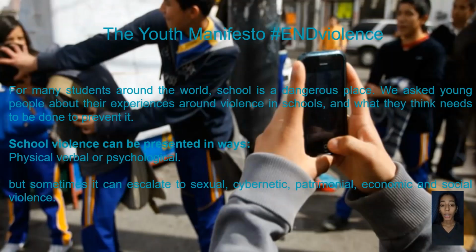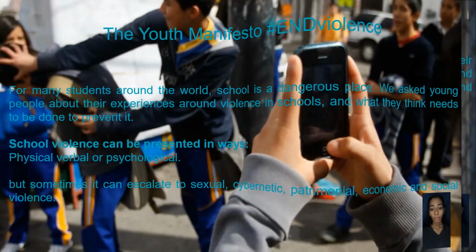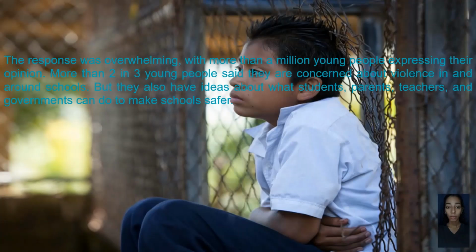For many students around the world, school is a dangerous place. We asked young people about their experience of violence in school and what they think needs to be done to prevent it. The response was overwhelming, with more than a million young people expressing their opinions. More than 2 in 3 young people say they are concerned about violence in and around school. But they also have ideas about what students, parents, teachers, and governments can do to make school safer.